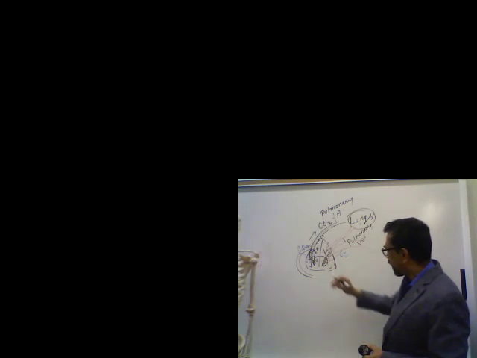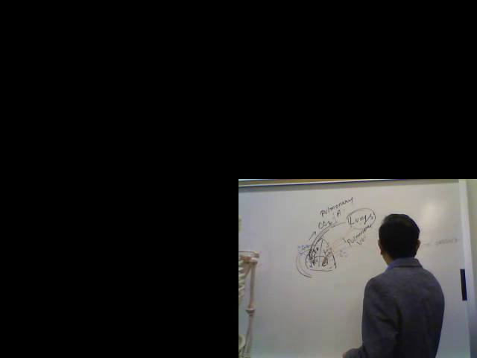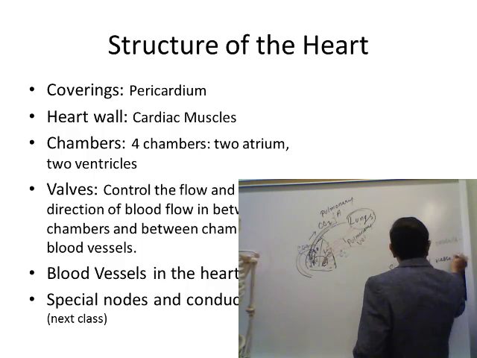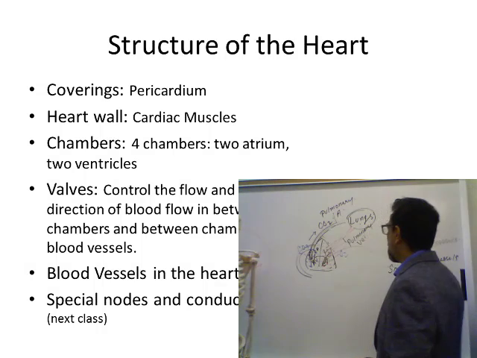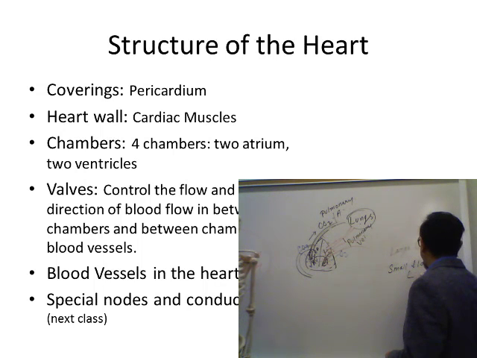And small blood vessels, another type of blood vessels, are there to supply blood to the wall of the heart, and that is called the coronary circulation. So small blood vessels supply blood to the wall of the heart, the cardiac muscle. Those are coronary arteries or coronary blood vessels, called coronary circulation.